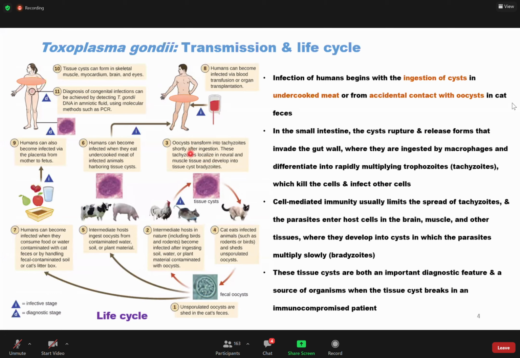Another way through which we can get exposed is when the cats pass out the infective form and it gets into the livestock feeds, cattle and pigs. We can also end up getting exposed to the tissue cyst when we ingest poorly cooked meat from these intermediate hosts.